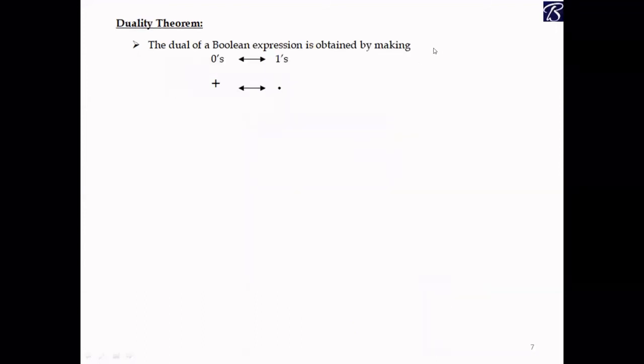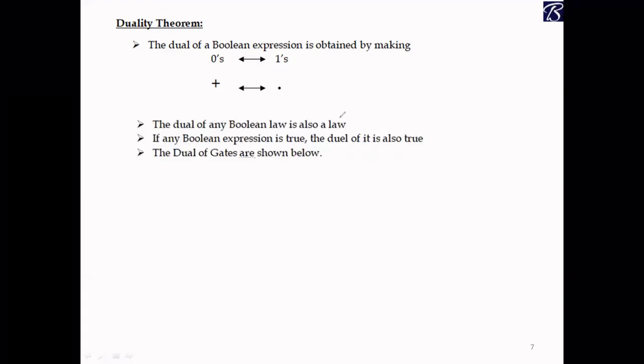Let us see the duality theorem. In the duality theorem, wherever plus is there, replace it with the AND operation. Wherever the AND operation is there, you replace it with the OR operation. And also 0 becomes 1 and 1 becomes 0 in the Boolean expression. See, there are 2 points here. The dual of any Boolean law is also a law.